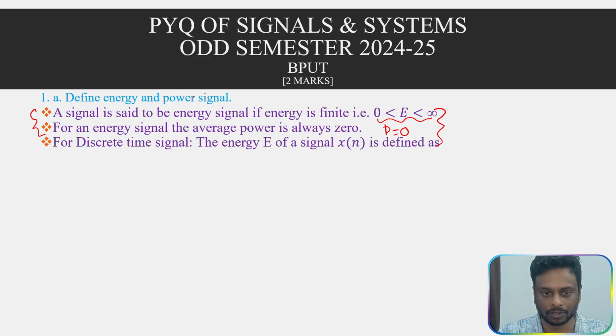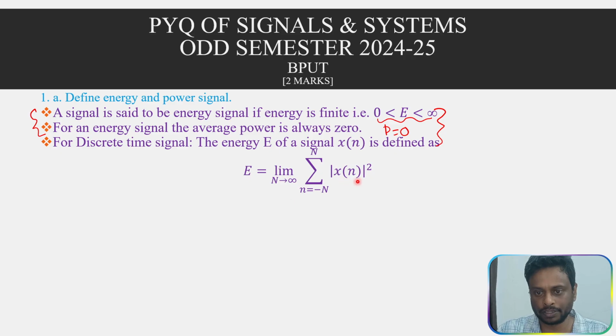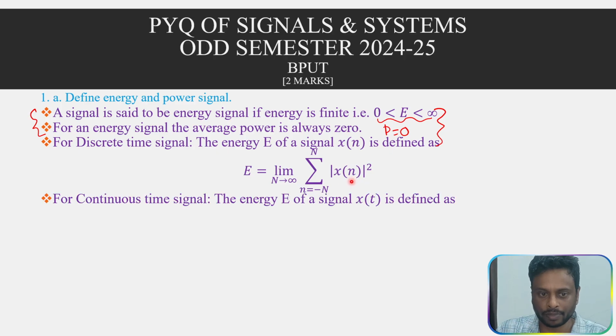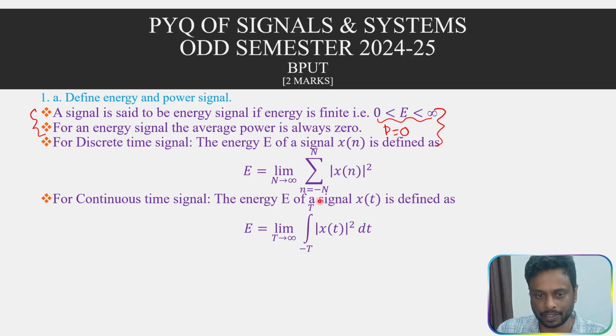Okay, so for a discrete time signal, how to find out the energy? The energy can be found out as E equal to, this is the formula for finding out the energy of a discrete time signal, where x of n is a discrete time signal. Okay. Similarly, the energy of a continuous time signal, that is x of t, is defined as E equal to limit T tends to infinity, integral from minus T to T of |x of t| whole square dt. This is how we can find out the energy of a discrete time and continuous time signal.